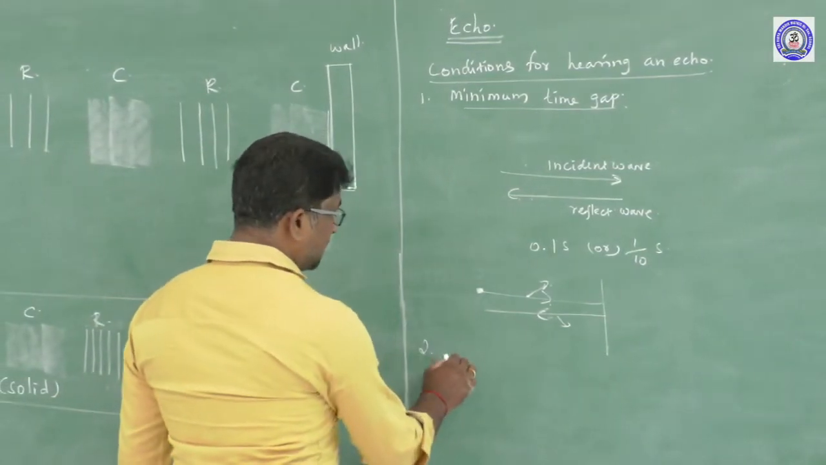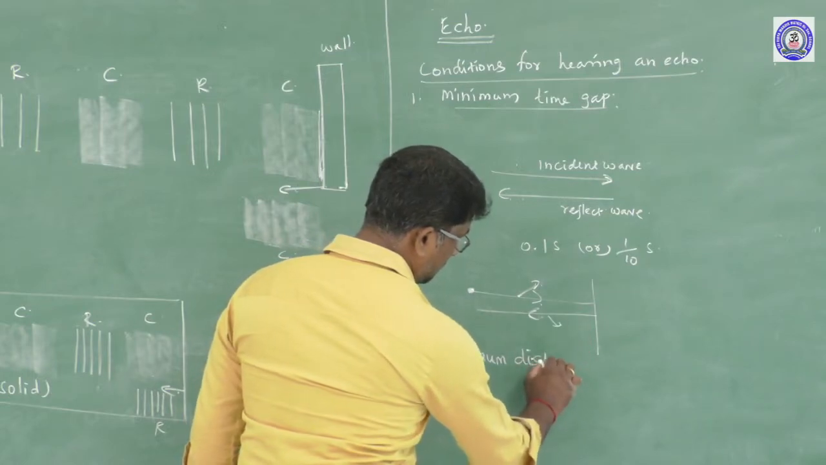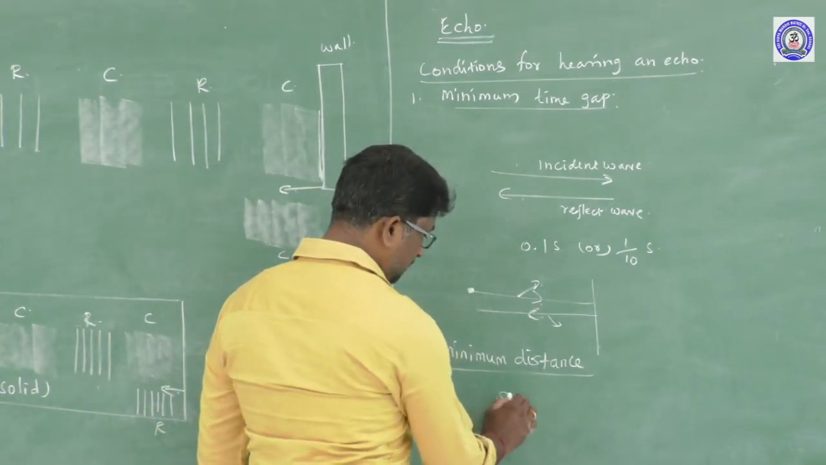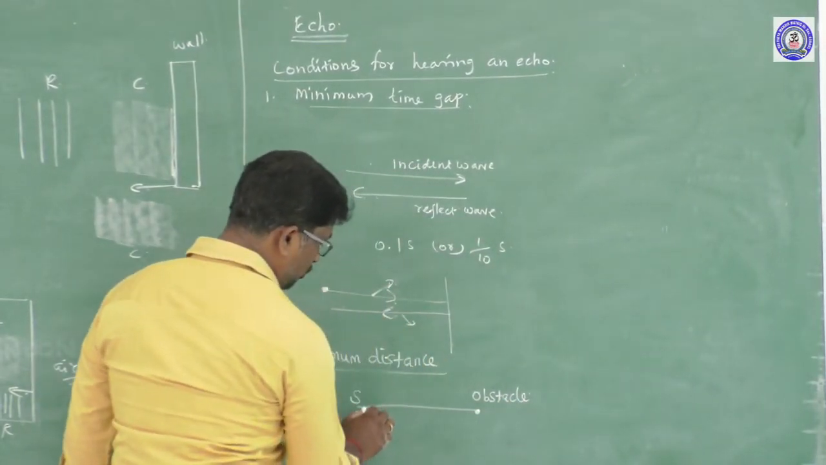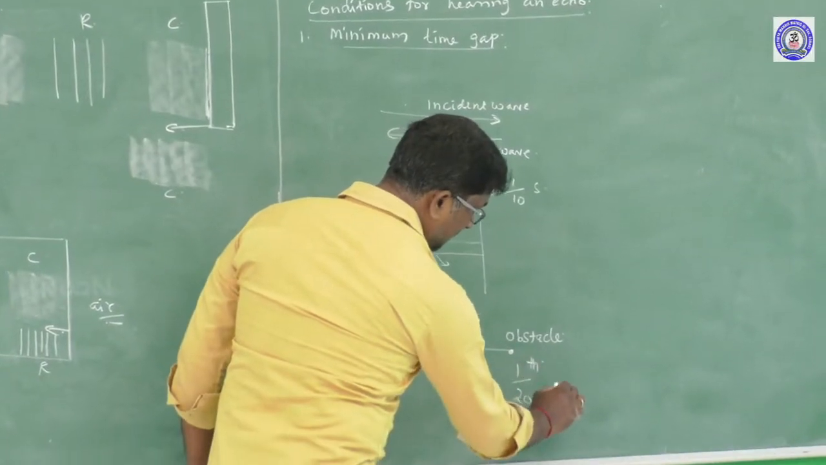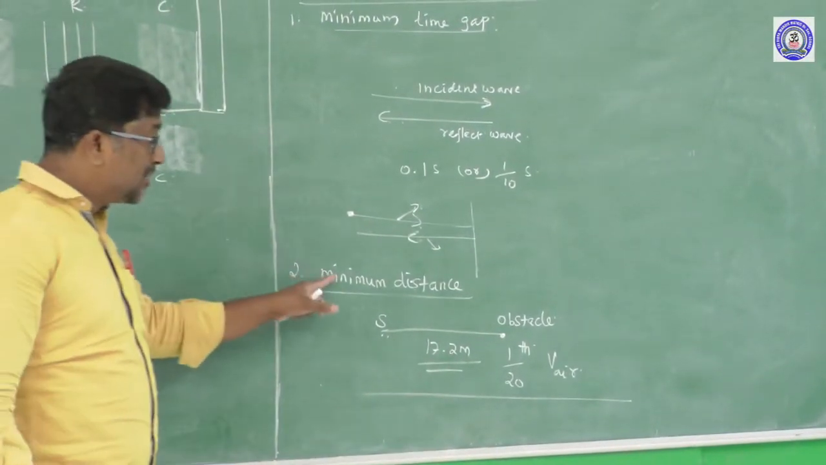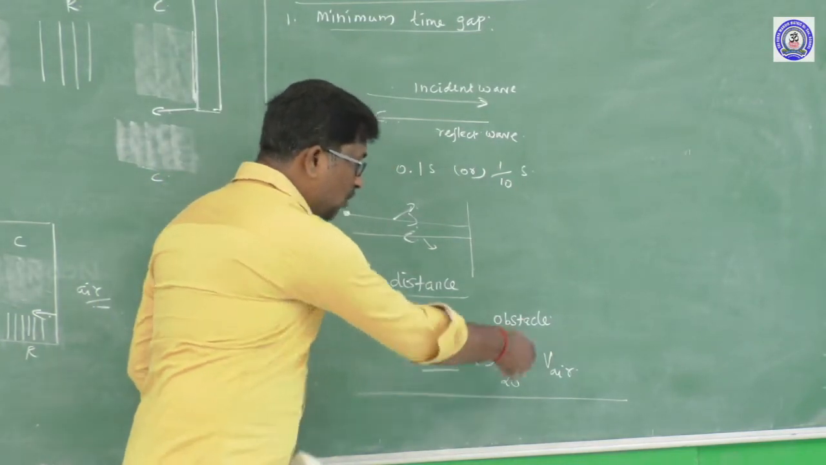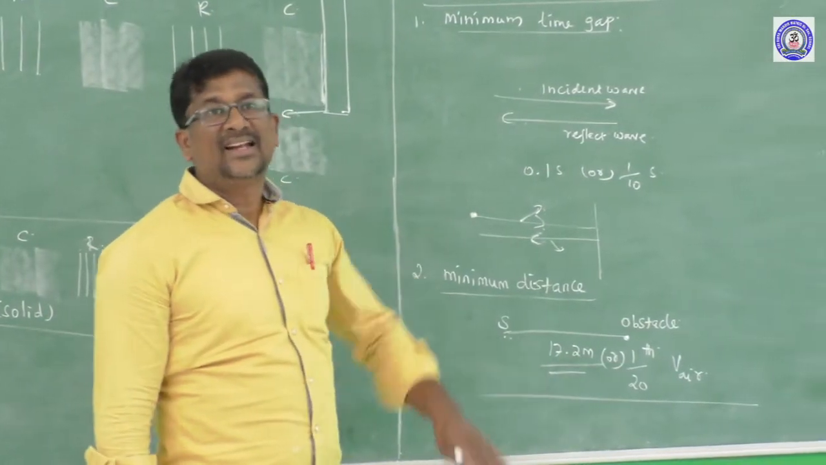Right? And the second condition, the minimum distance between the source and the obstacle should be 70.2 meters or 1/20th of the velocity of sound in air medium. The minimum distance between source and the obstacle should be 70.2 meters or 1/20th of the velocity of sound in air medium. If these two conditions are fulfilled, we can hear an echo. So there are two conditions.